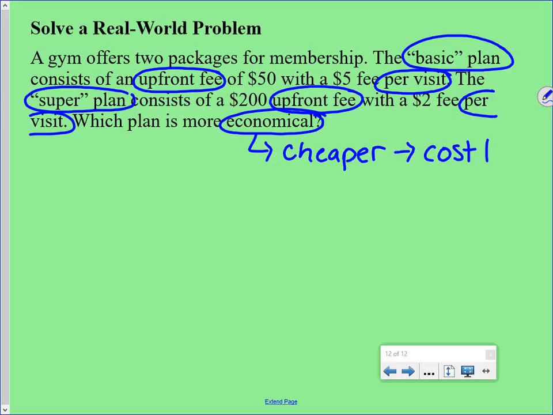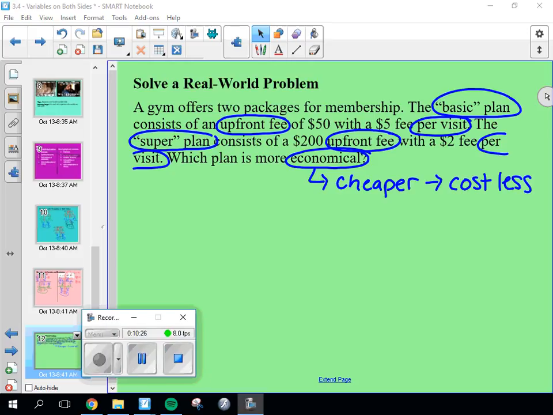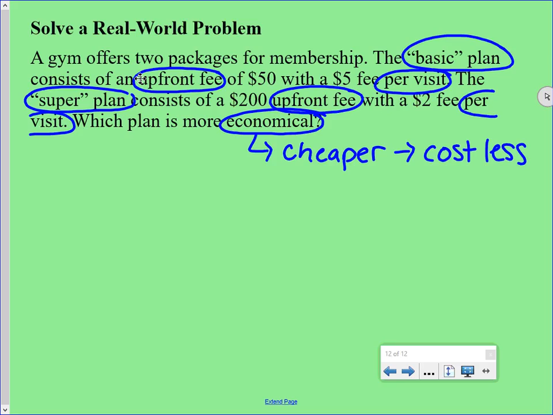So we need to figure out how much each plan would cost. So we're going to set them equal to each other. All right, so we are going to set the two equations equal to each other. So we're going to put these together.